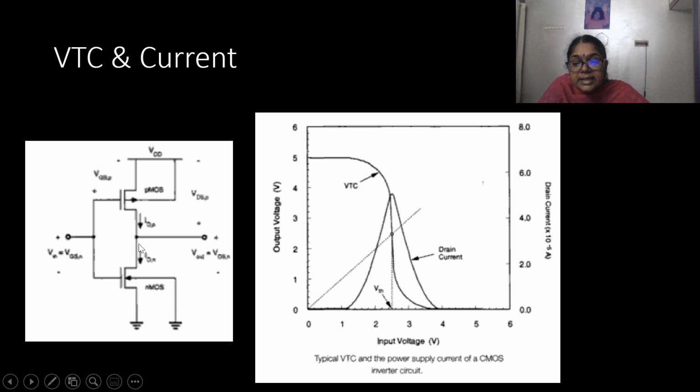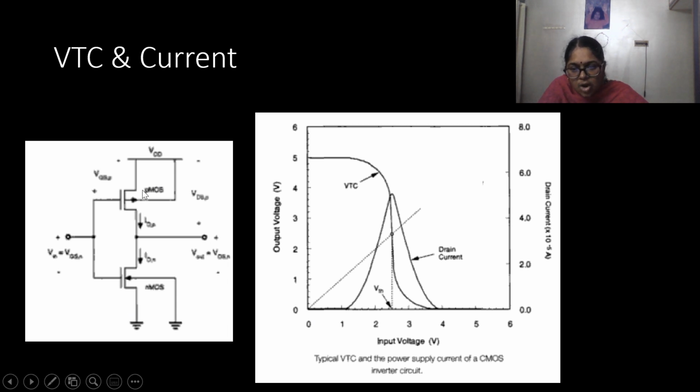You can see here that when the input given to the CMOS inverter is varying from 0 to VDD, at that particular point there is some voltage at which both the pMOS and nMOS transistors are conducting, and when both nMOS and pMOS transistors are conducting, the current flows between VDD and ground.